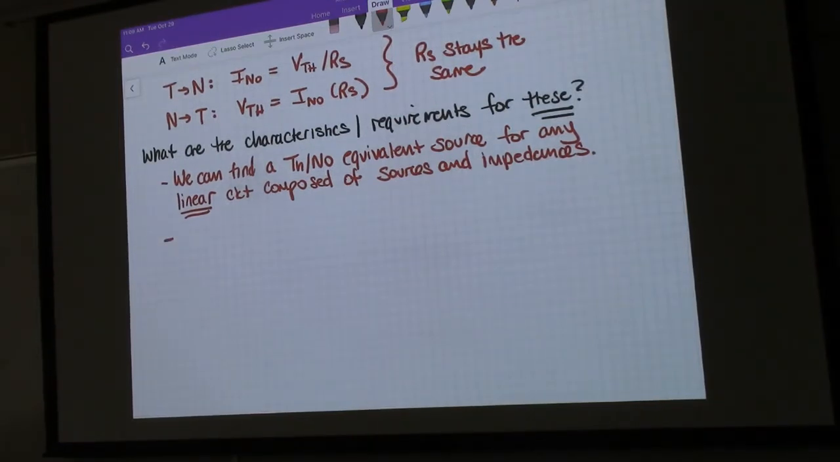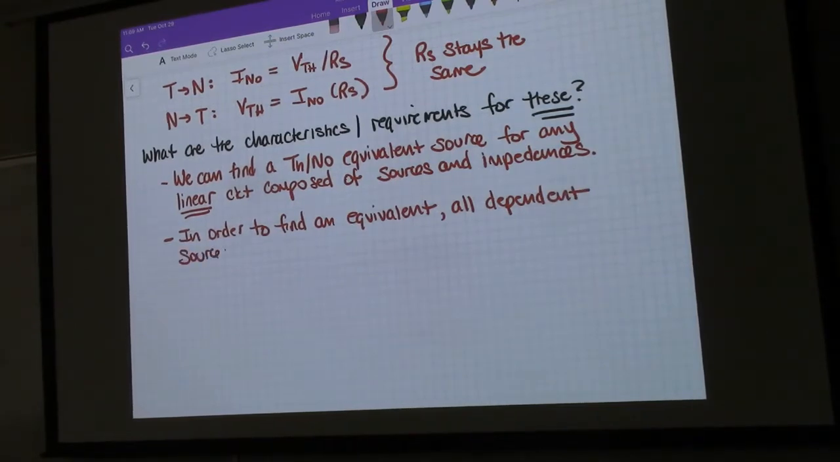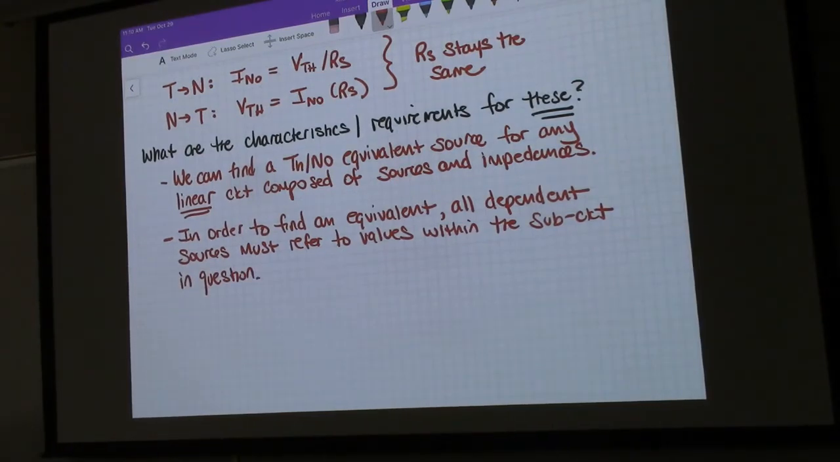Another requirement is that in order to find an equivalent, all dependent sources must refer to values within the sub-circuit in question. So what does that mean?